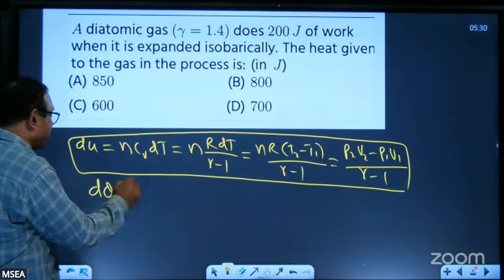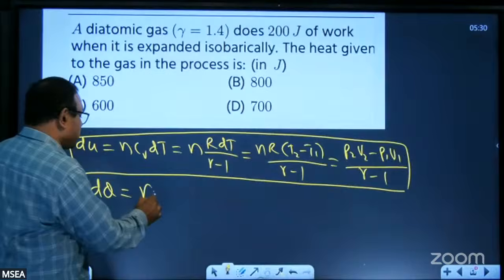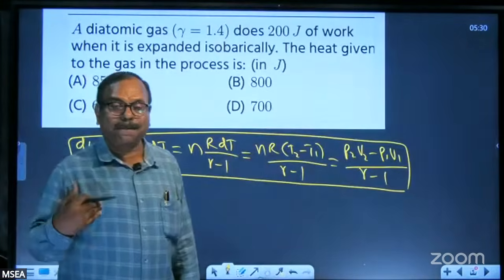And also, what about the dq expression? Suppose it takes place at constant pressure.